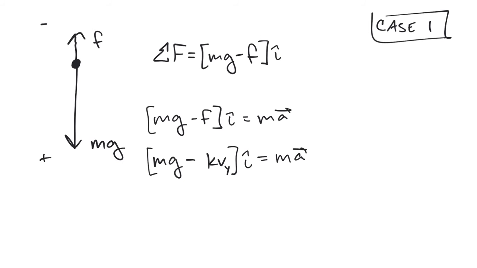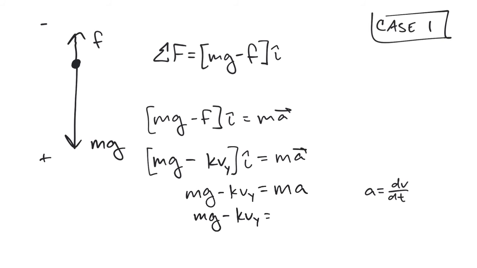Now we need to figure out what's happening to this motion. We can drop the i hat and assume that the acceleration is also in the i hat direction, and we'll just look at everything from there. So we've got mg minus kv_y equals mass times acceleration, everything here happening in the y direction. But we know that acceleration equals the derivative of the velocity. So you've got mg minus kv_y equals m dv/dt.